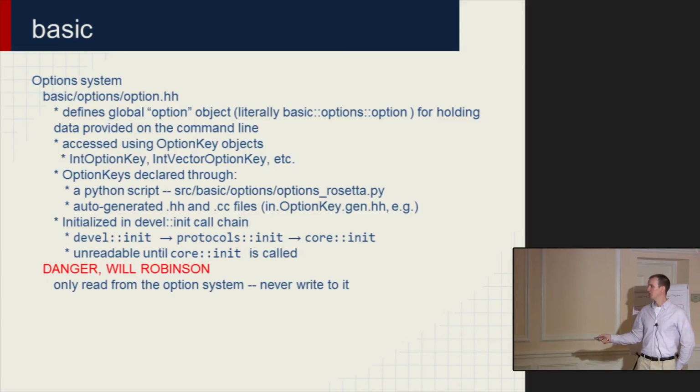The option system is initialized through the devel-init call chain. So devel-init invokes protocols init, which invokes core init. And once you get to core init, then core init sets up the option system. Along the way, it's passing the argv and argc arguments up through here. And if you try to access the option system before core init gets called, it won't be ready, and it'll exit with a noisy message.